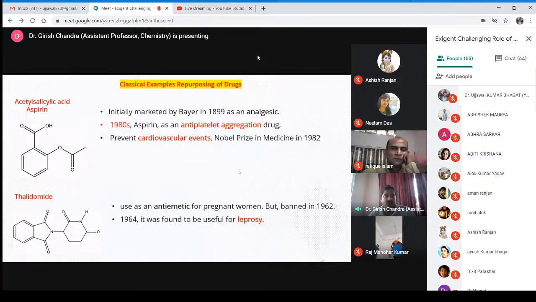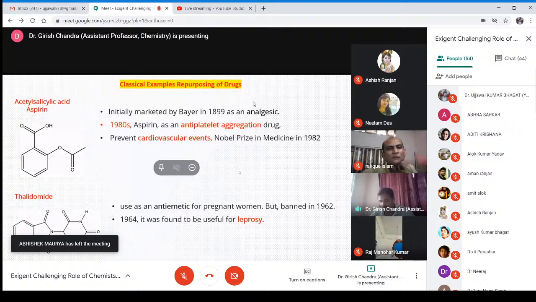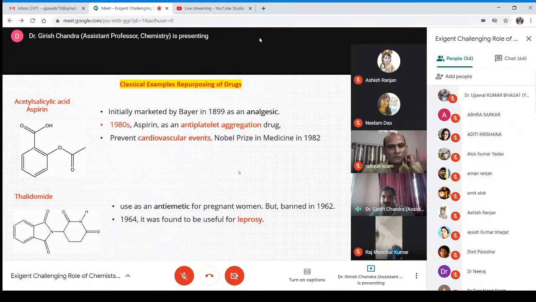So here I took two important examples. The first one is aspirin. This is a very famous molecule, and most people use this medicine for alleviating pain. When this compound was launched by Bayer in 1899, it was used as an analgesic, just to alleviate pain.